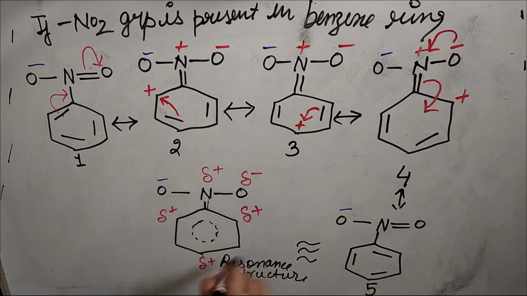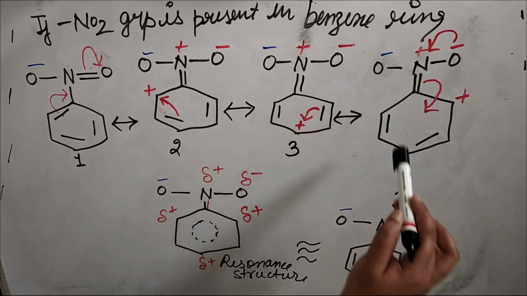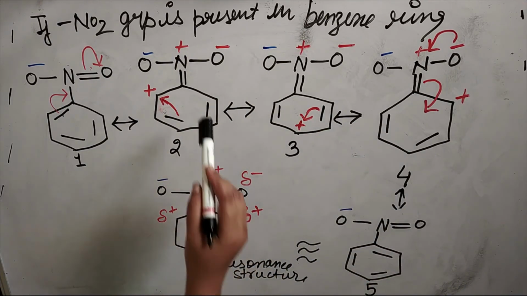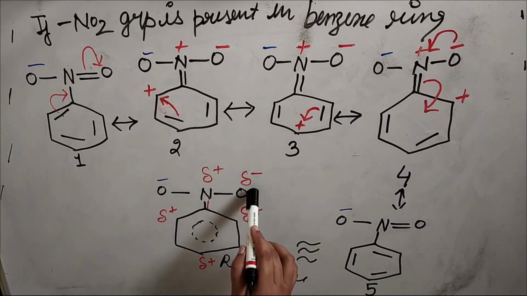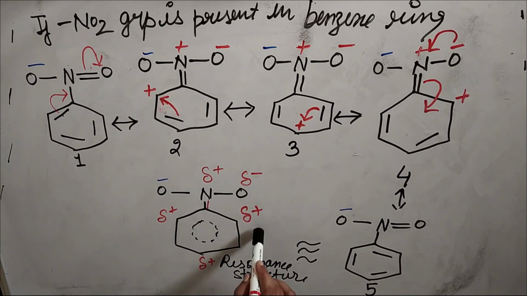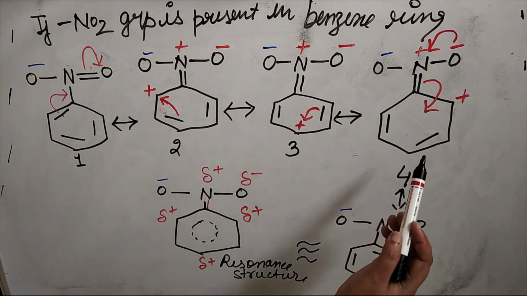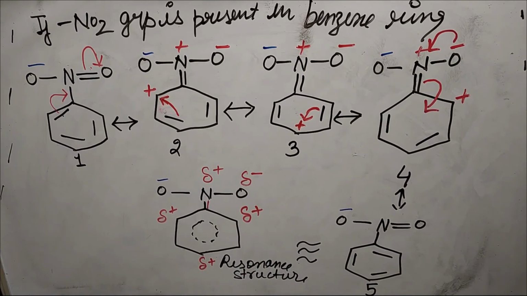So here you can see nitrogen has positive charge, as you can see in structures 2, 3, 4, and oxygen will have negative charge, as you can see in structures 2, 3 and 4. And at ortho position positive charges are there, you can see in structures 2, 3 and 4. So when we combine all these structures, we can see at nitrogen group and at ortho and para position the partial positive charge is there.